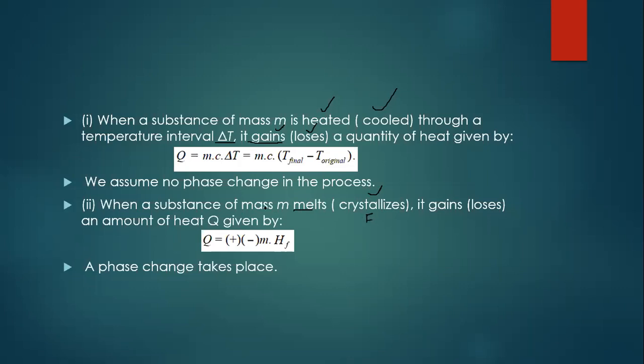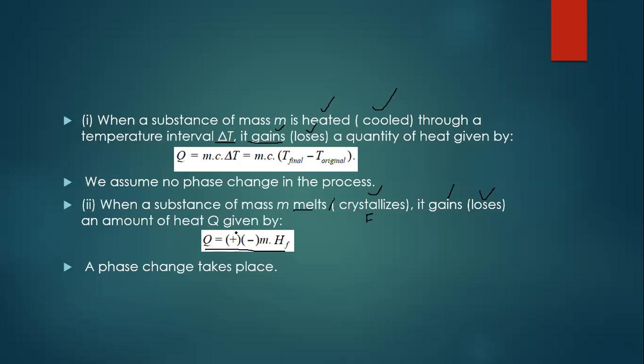So we are saying when a substance of mass M melts, or when it crystallizes, or when it freezes, heat can either be gained or it can be lost, all right? That amount of heat which is gained or lost when a substance is changing state from either solid to liquid or from liquid to solid is given by this expression.